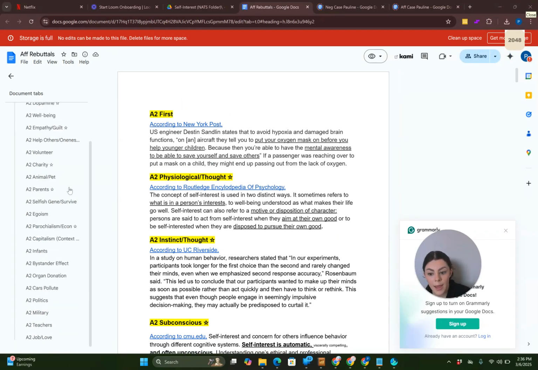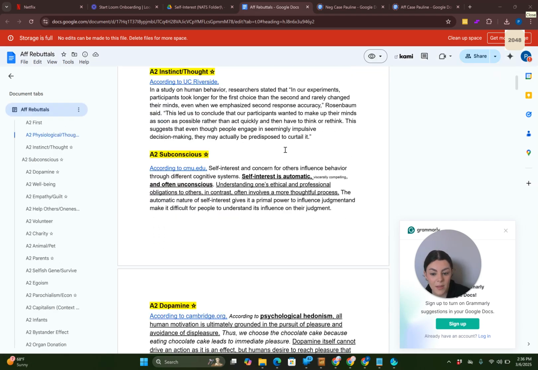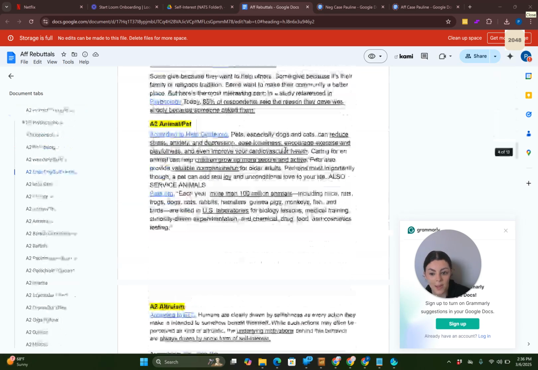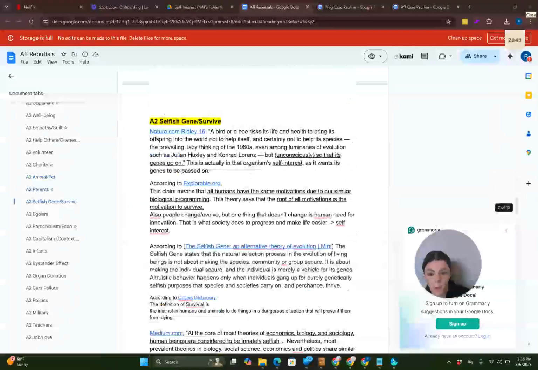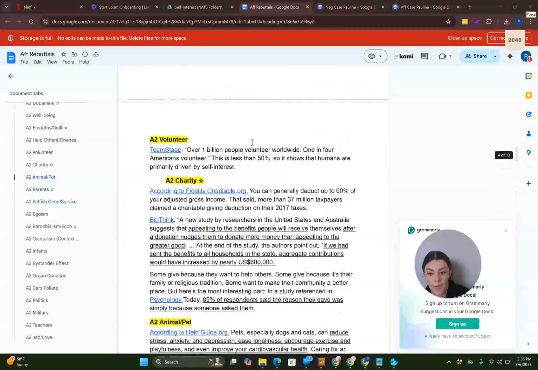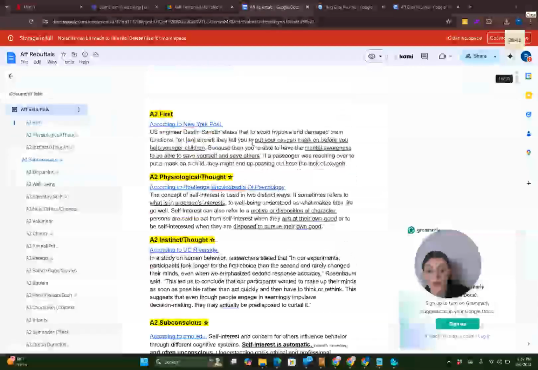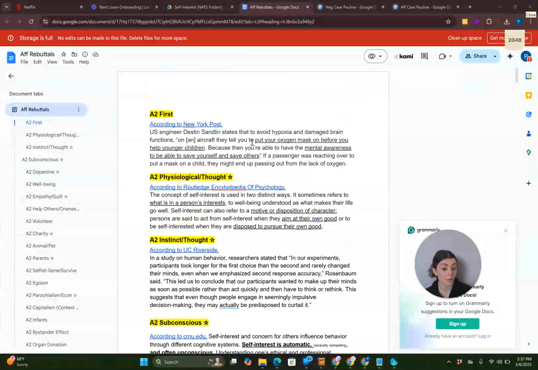So as you can see, I have 13 pages, and each page has more than one rebuttal. As we can see, there are quite a few rebuttals that I had. When I first started out though, I had maybe just a couple of pages, like 3 or 4 pages. You create rebuttals as you go.